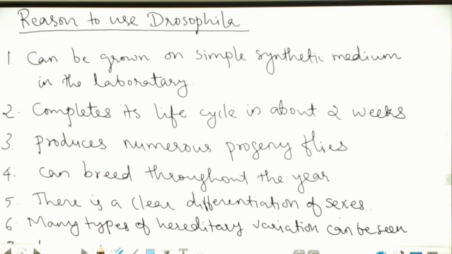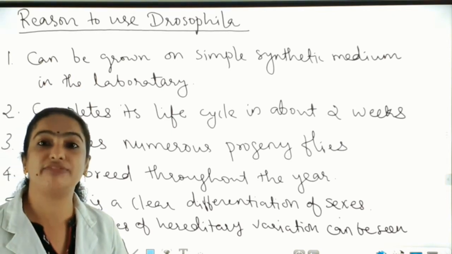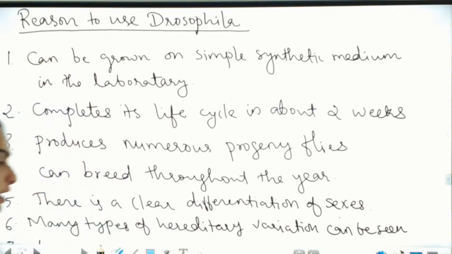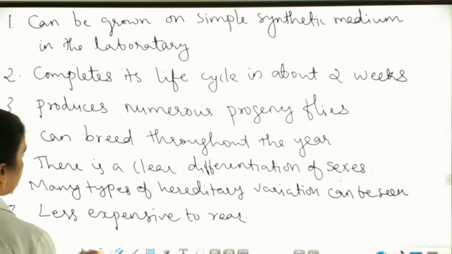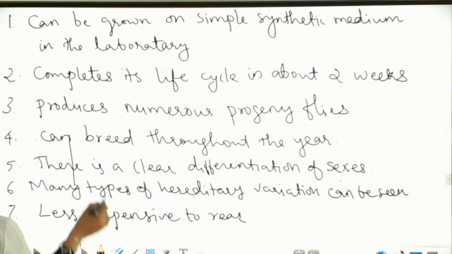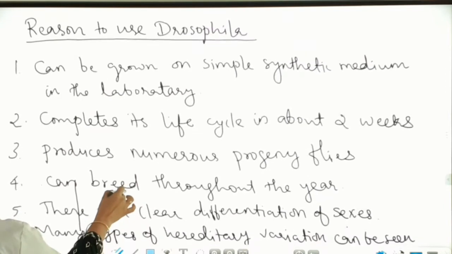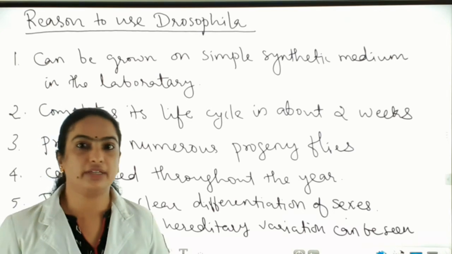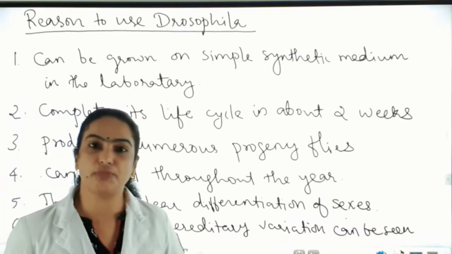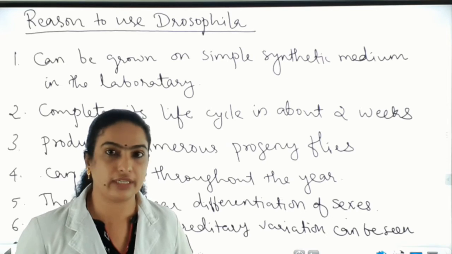The next point is that there is a clear differentiation of sexes. That is, the male and the female flies can be easily distinguished. Next, many types of hereditary variations can be seen. And the last point is, it is very inexpensive to rear. So these are the reasons for selecting Drosophila as the experimental organism by T.H. Morgan, Thomas Hunt Morgan. Is it clear?